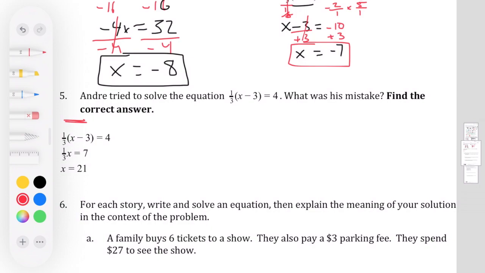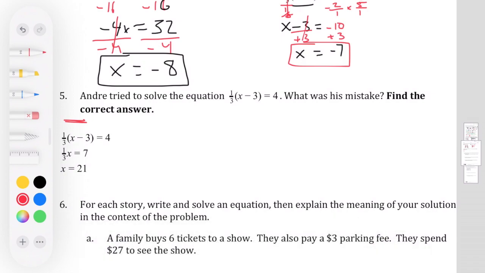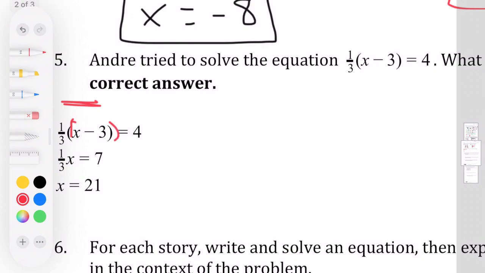Well, go ahead, pause it, try to figure out where he messed up, and then solve for our solution. When you're ready, go ahead and press play. I noticed that he made a mistake on his second step. When we're dealing with parentheses right here, we can either distribute or we could divide, but we can't add or subtract right away. And that was exactly what he did. Andrey's mistake was adding 3 to both sides.